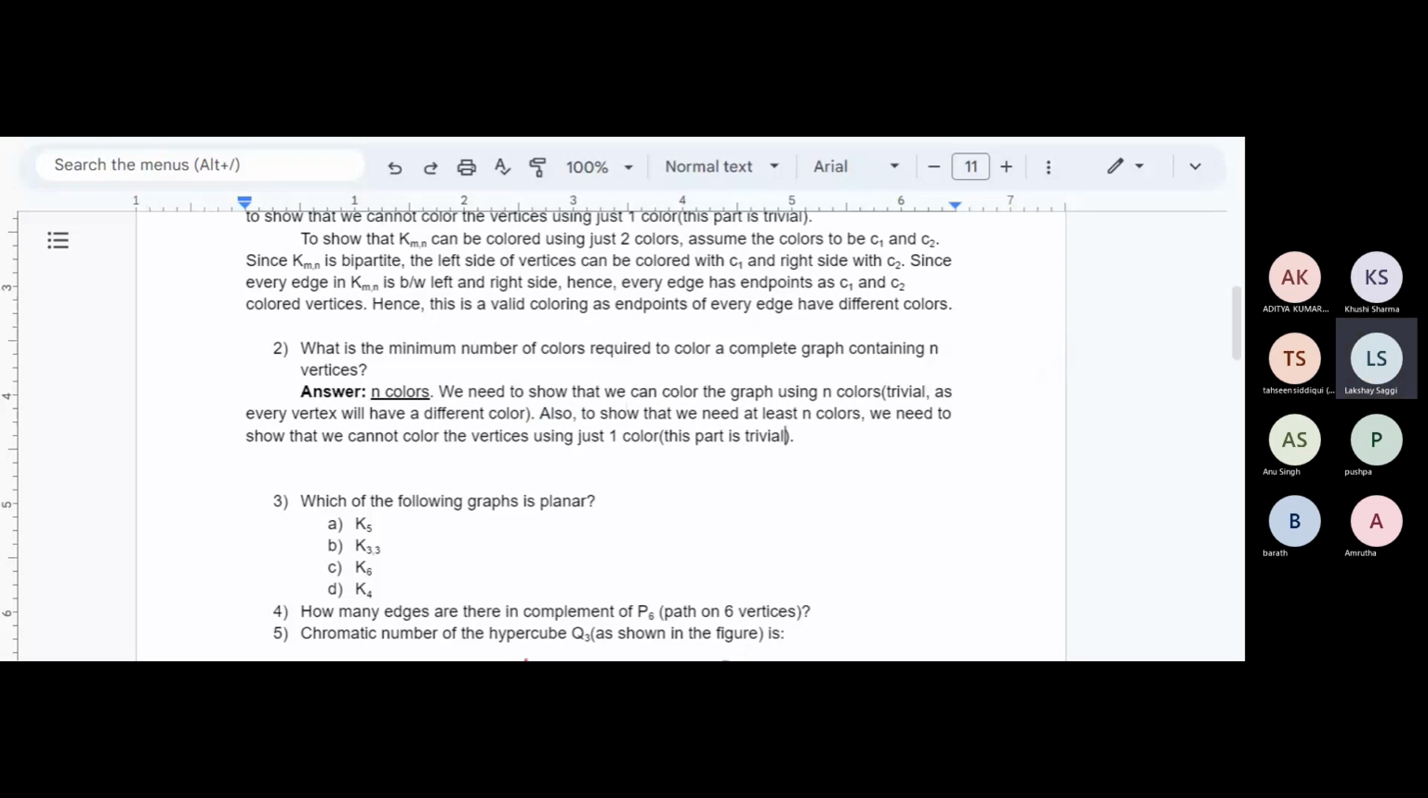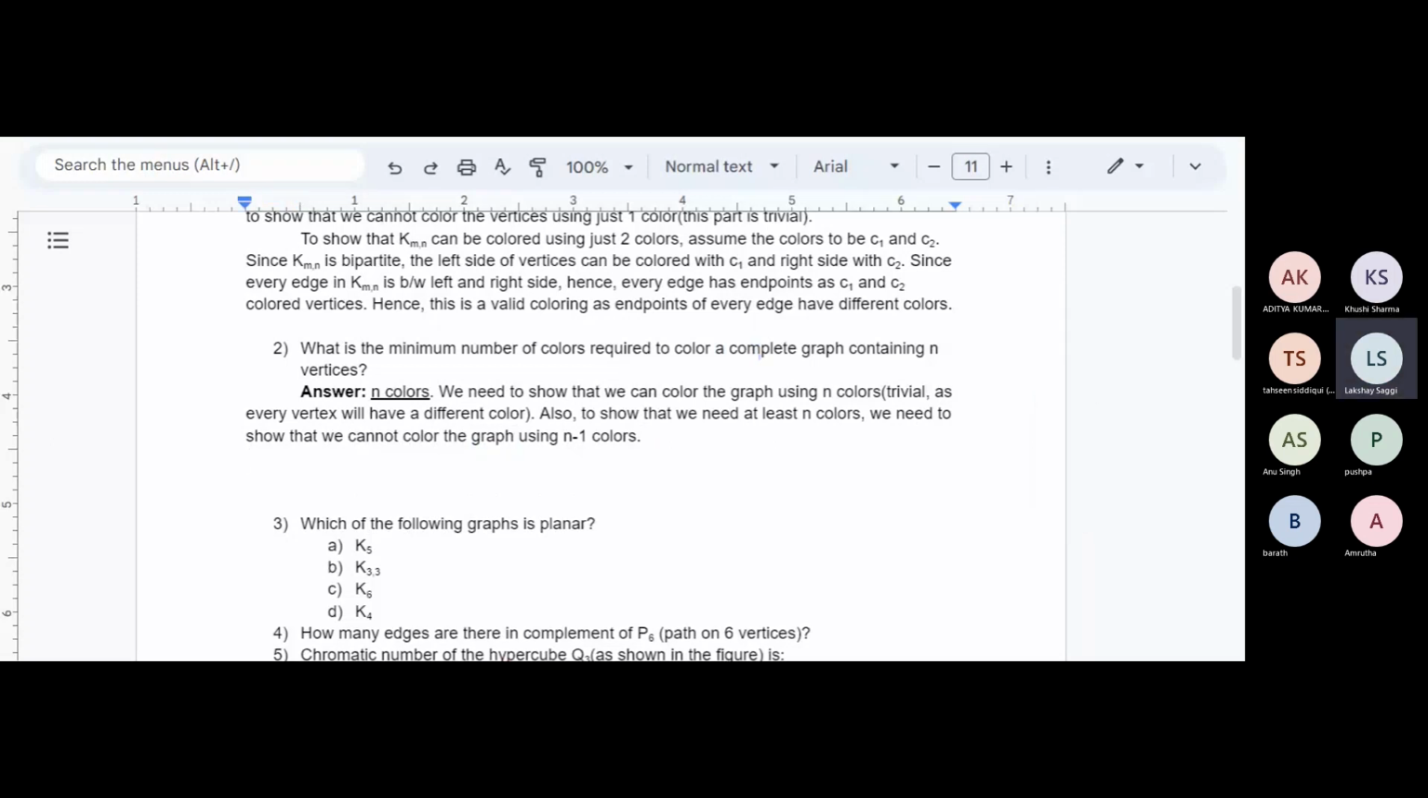So for this, we'll need to show that we cannot color using n minus 1 colors, and this part here won't be trivial. I hope it's clear to you guys what I am saying. So first, we have shown that we can color the graph using n colors, as every vertex will have a different color. Now to show that this is the minimum number of colors required, we'll need to show that we need at least n colors. So for showing this part, we'll just show that we cannot color the graph using n minus 1 colors here. Here the graph is Kn, basically, the complete graph containing n vertices.